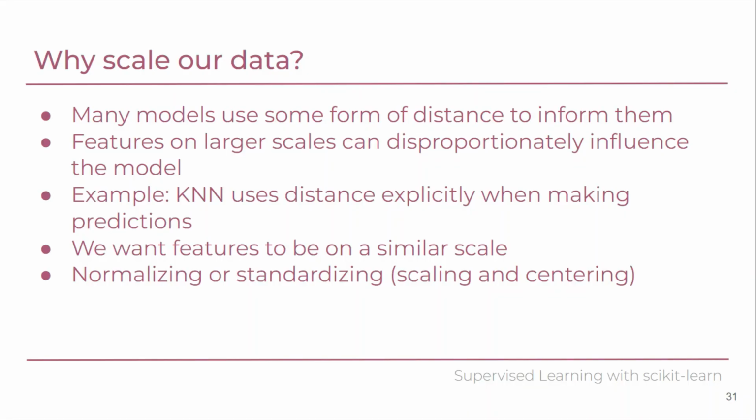Many machine learning models use some form of distance to inform them, so if we have features on far larger scales, they can disproportionately influence our model. For example, KNN uses distance explicitly when making predictions. For this reason, we actually want features to be on a similar scale. To achieve this, we can normalize or standardize our data, often referred to as scaling and centering.